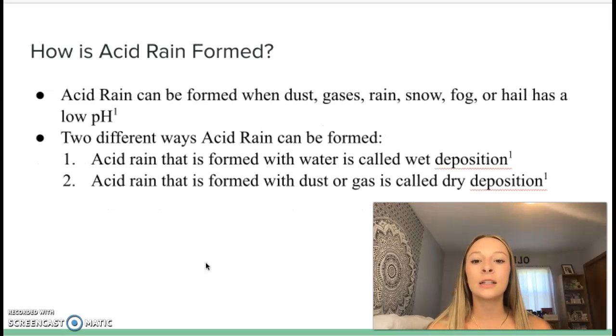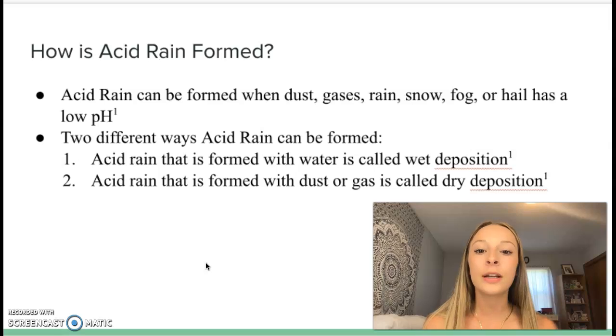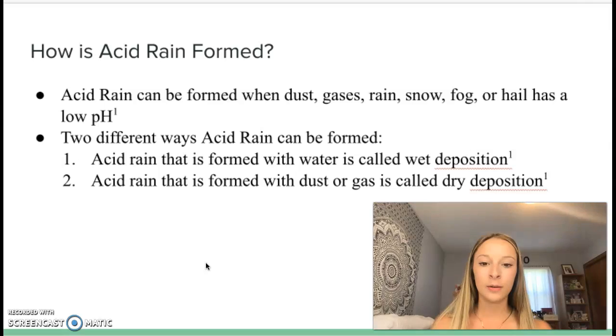How exactly is acid rain formed? Acid rain can be formed when gases, snow, rain, dust, fog, or hail has a low pH. There are two different ways that it can be formed. The first way that acid rain can be formed with water is called wet deposition. The second way that acid rain can be formed with dust or gases is called dry deposition.